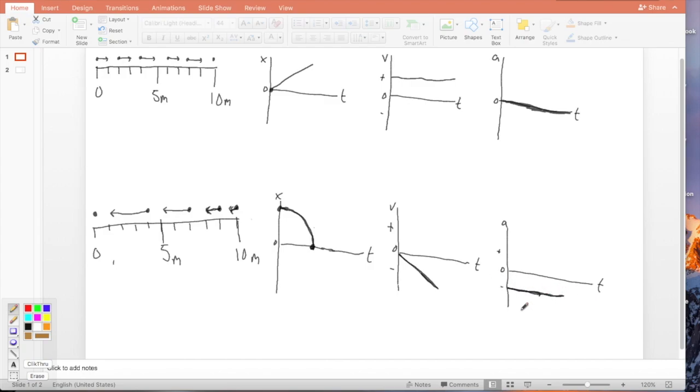How do I know the acceleration is negative? Once again, I can recognize that acceleration is the slope of this graph. This graph is going down, so the acceleration is negative. It has nothing to do with the fact that my velocity is negative. I'm just looking at the slope. What direction is this velocity line going in?